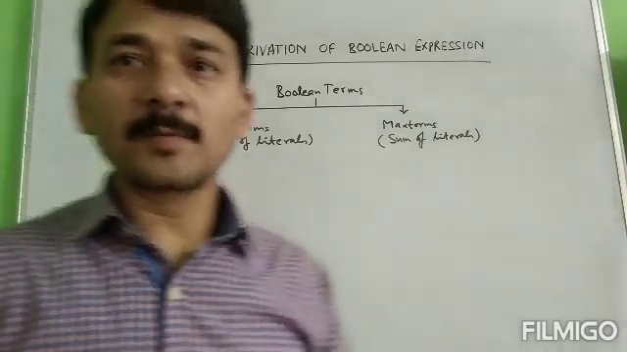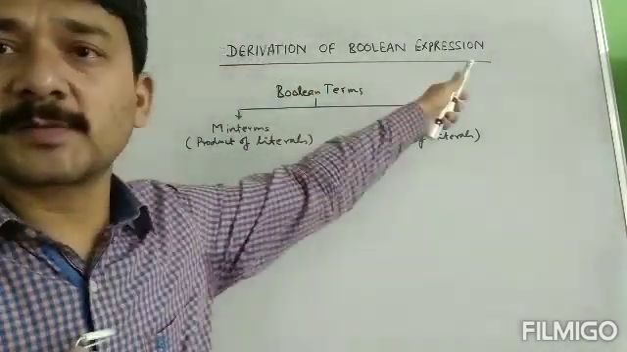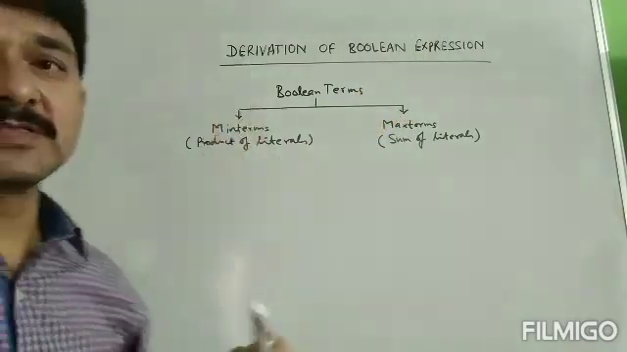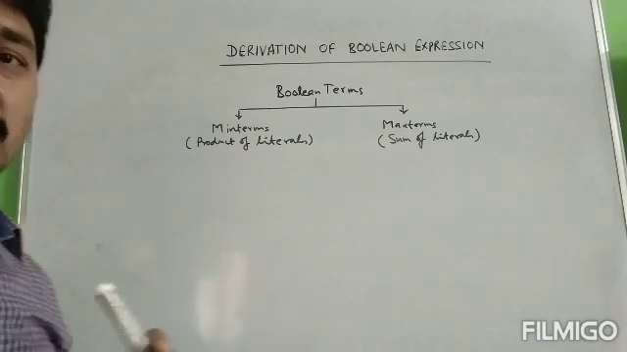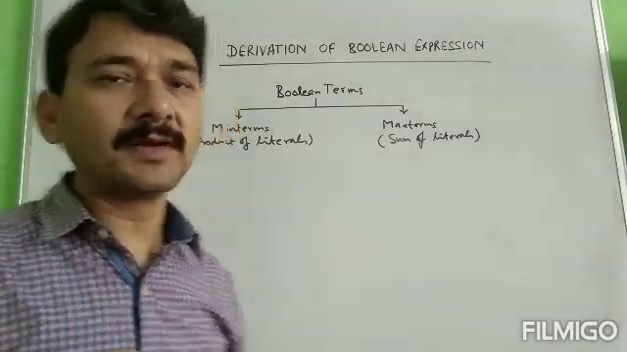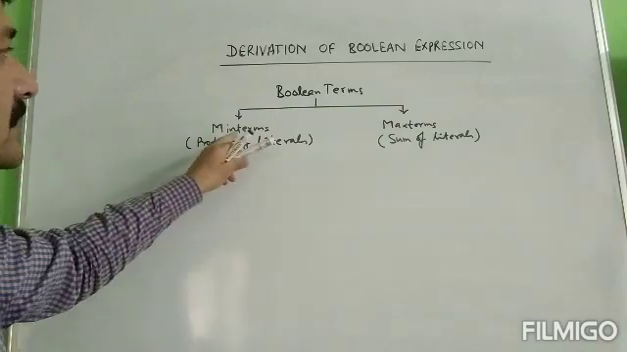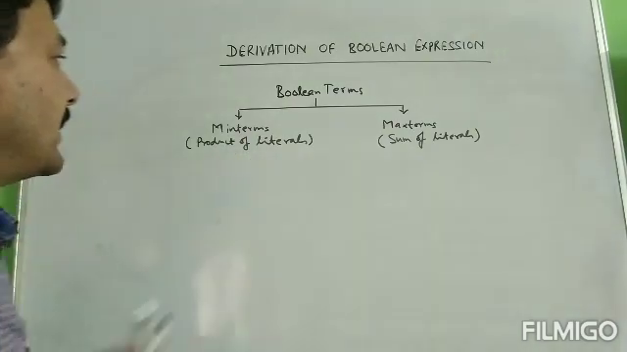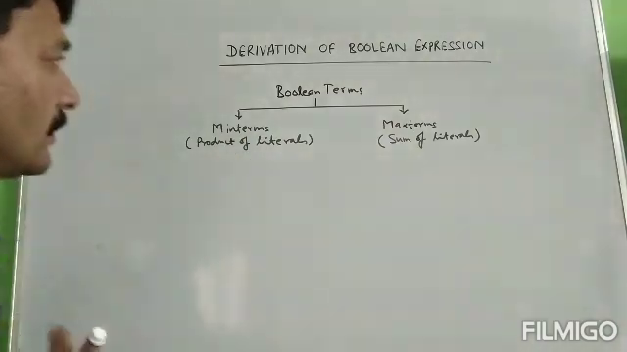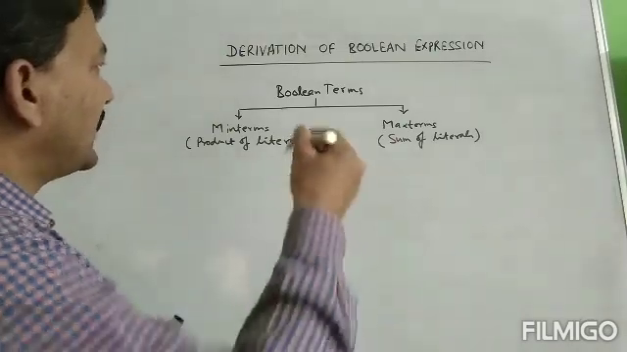Okay, now the next topic in this chapter is derivation of Boolean expression. So what does it mean, derivation of Boolean expression? In this we'll be discussing the various terms we can create in Boolean algebra. So the Boolean terms we can create, mainly 2 terms are there, min terms and max terms are the 2 terms we can create in Boolean algebra.